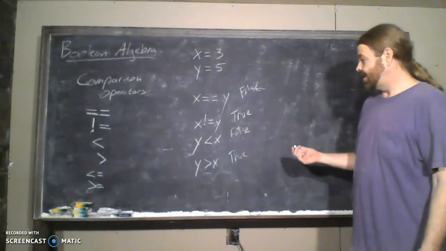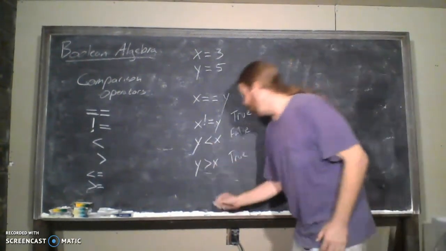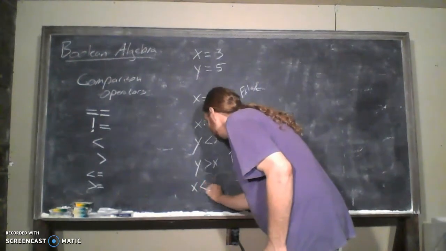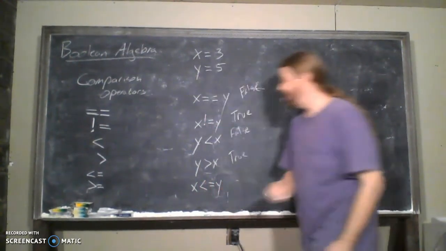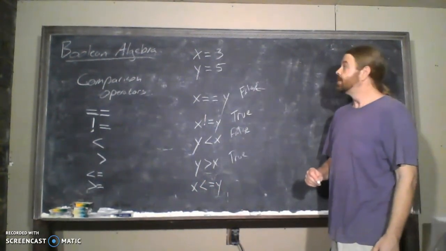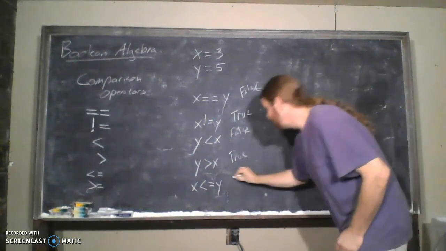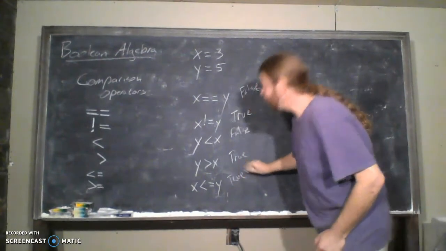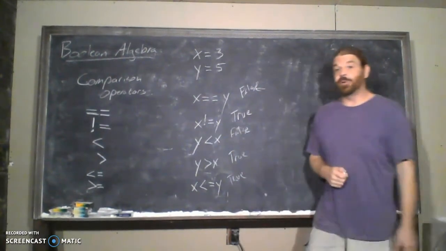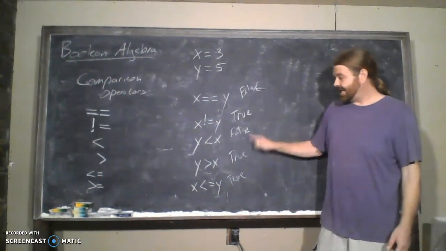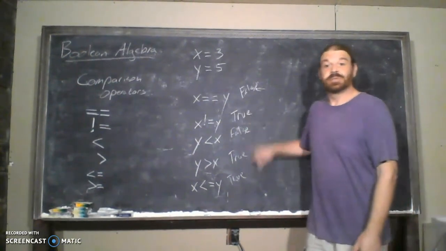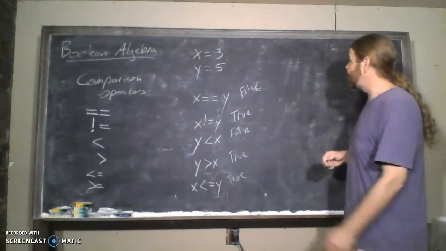What else is there? Yeah, then we could add the equality. X less than or equal to y. Yeah, 3 is smaller or equal to 5. So that one would be true. So it's the comparisons like you're probably familiar with from math class. That gives us our yes, no thing. And then we can combine those up.